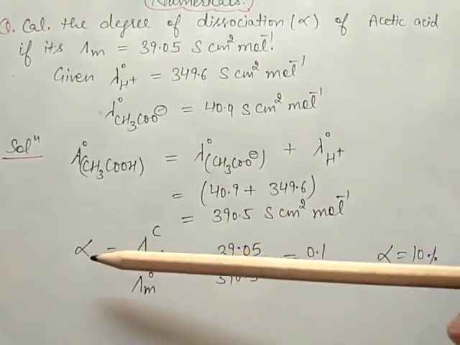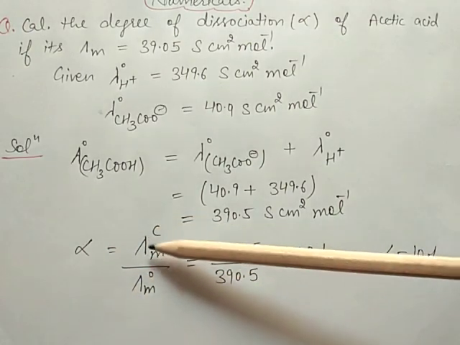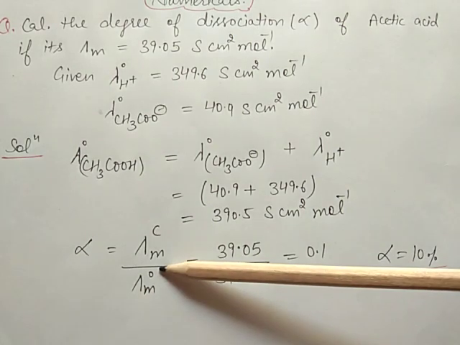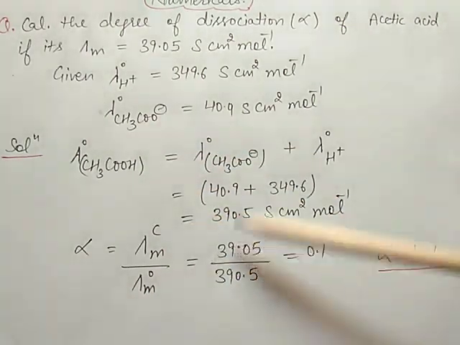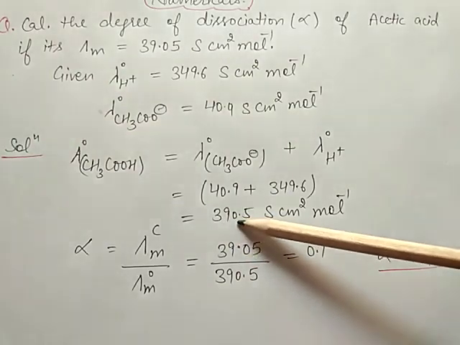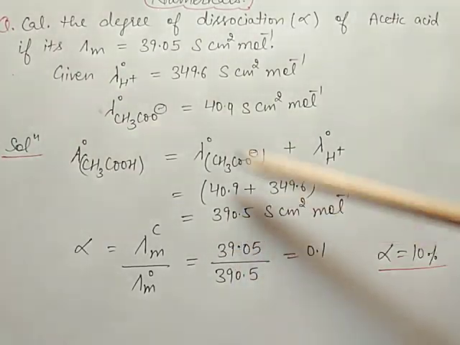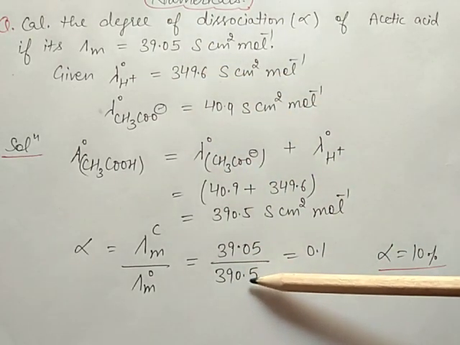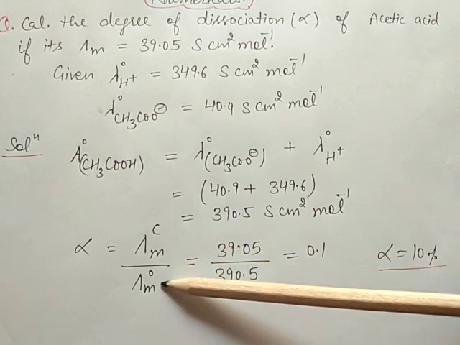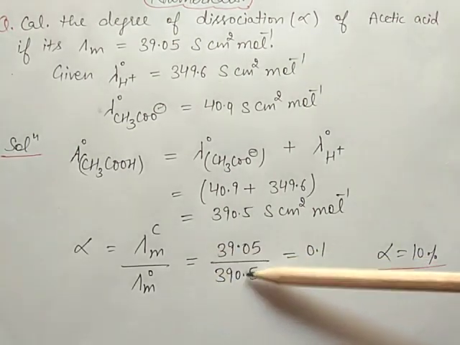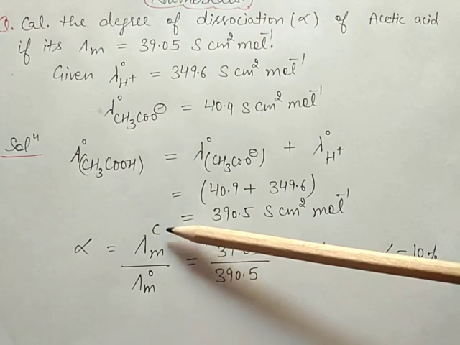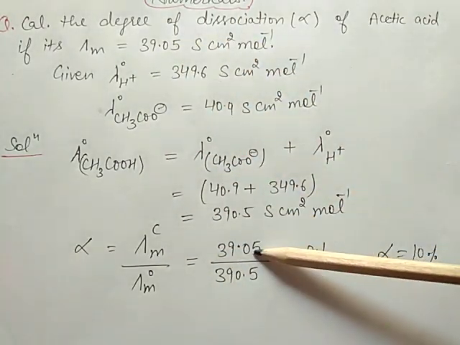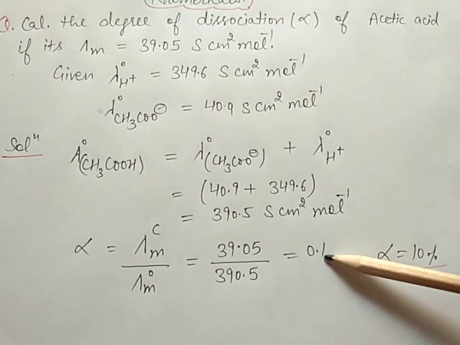Then how will you calculate alpha? Alpha is equal to the molar conductivity at concentration C divided by the molar conductivity at infinite dilution. At concentration C we have already calculated it. The answer is 390.5, which is the limiting molar conductivity of acetic acid. And at concentration C, it is given as 39.05. After dividing, the answer is 0.1.